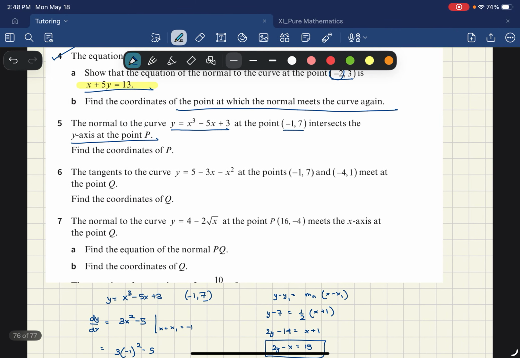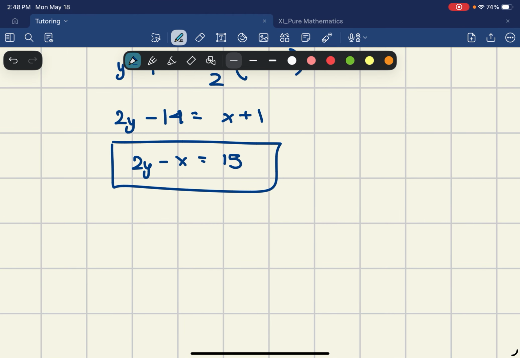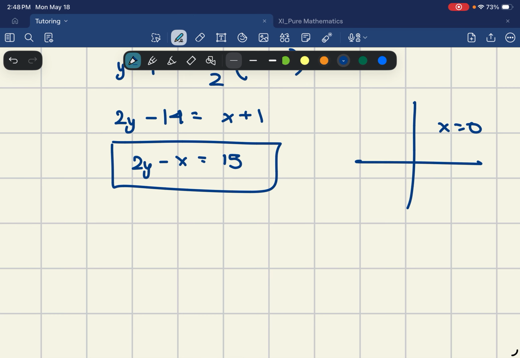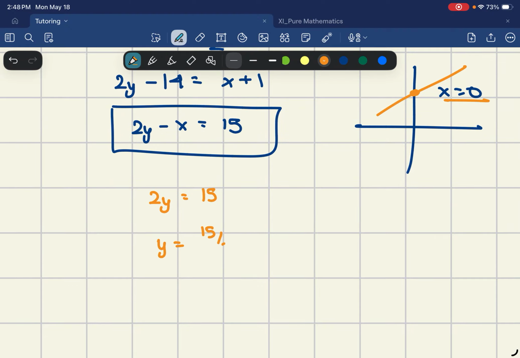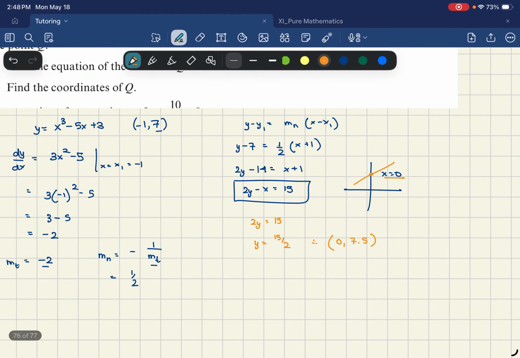So we know that the normal intersects the y-axis at point P. If it says intersects the y-axis, that means x is going to be 0, right? If you have a coordinate axis and it's intersecting the y-axis, x is going to be 0. So you substitute x is 0 here, and you get 2y is 15. Y is going to be 15 by 2. So therefore, the coordinates are 0, 7.5, or 15 by 2. And we are done.